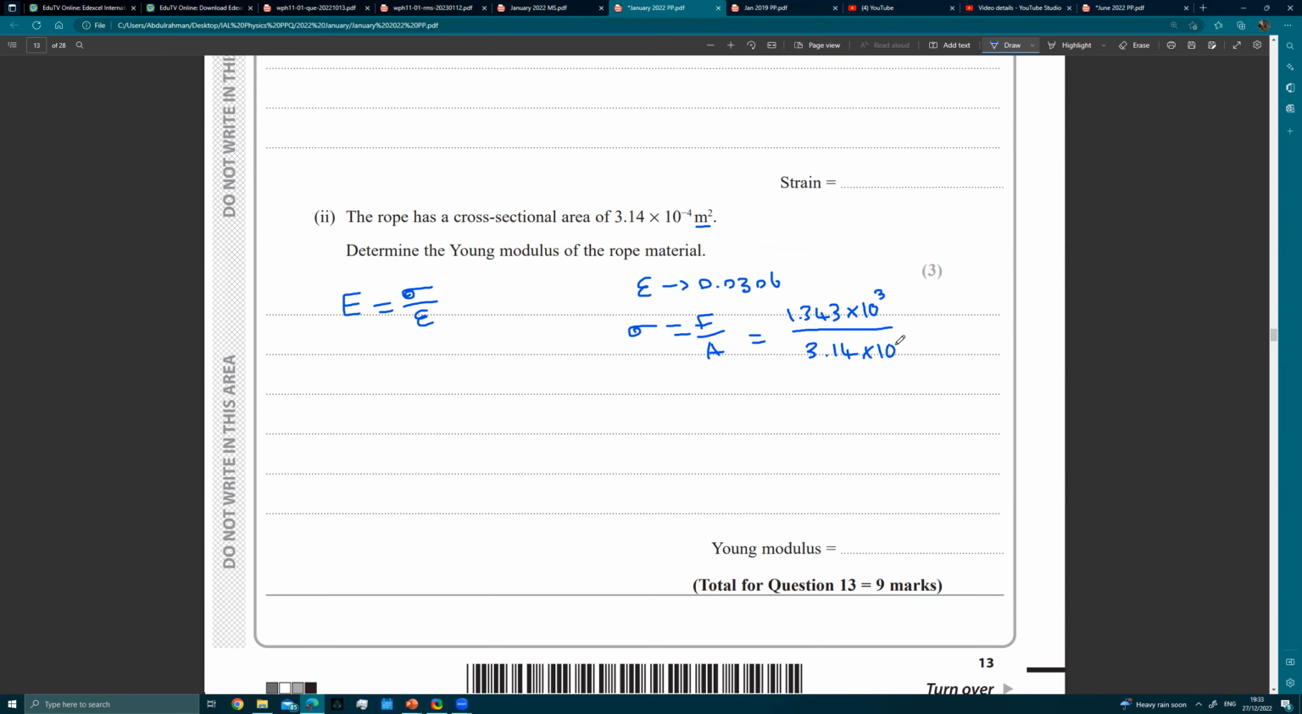And whatever that value is, I'll do it right now on the calculator. Good. So the Young's modulus is stress over strain. We get for the stress 4277070.064. Well, yeah, whatever you get. I don't disagree. And then that'll be over what was the strain again? 0.0306. Yeah, so the stress divided by the strain.